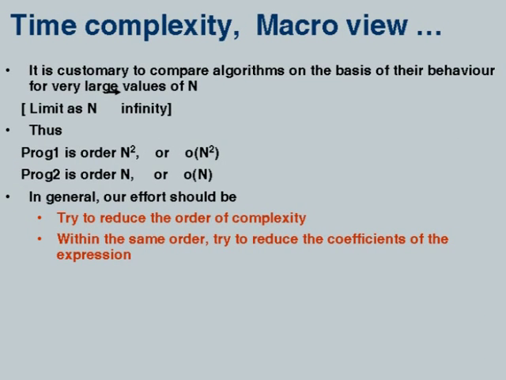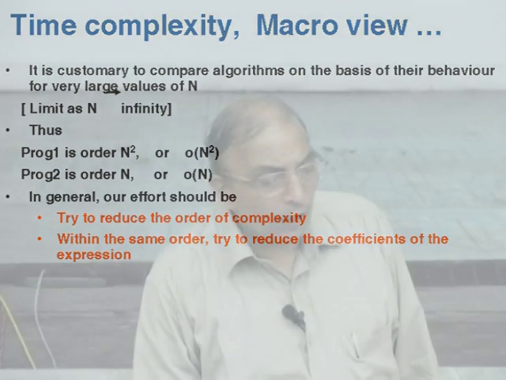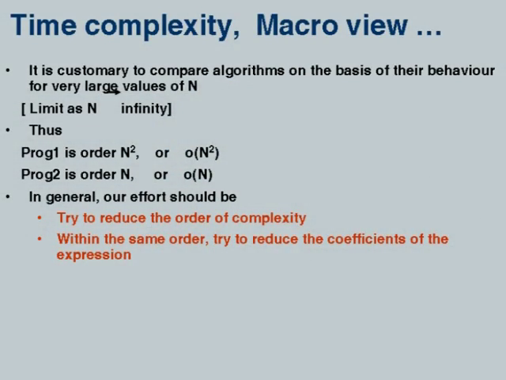So the macro view is customary to compare algorithms on the basis of their behavior for very large values of n. Theoretically, the limit as n tends to infinity. So as n tends to infinity, the limit of program 1 will tend to something n square, and the limit of program 2 will tend to n. So therefore, we say that program 1 is order n square, program 2 is order n.